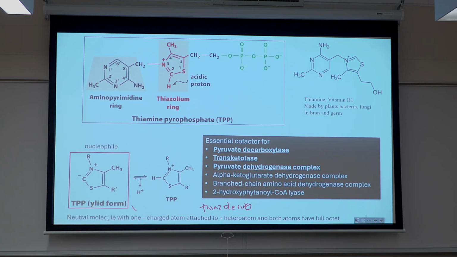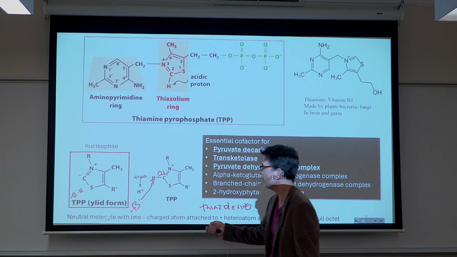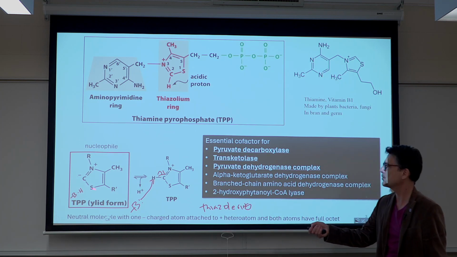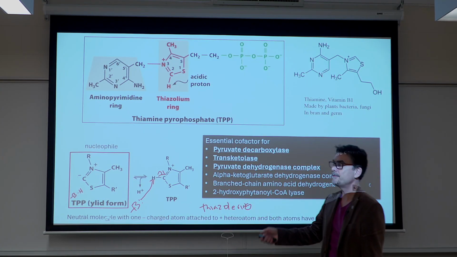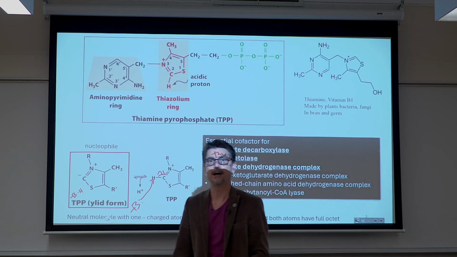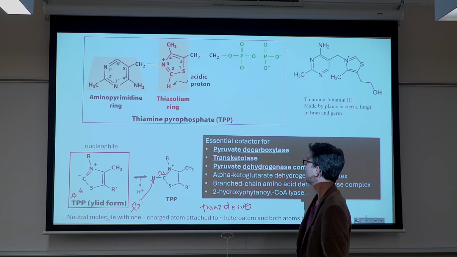And of course, we would need something to get it to the negative charge. And so a ylide molecule is a neutral molecule with one negatively charged atom attached to a positively charged heteroatom, and both of them have a full octet. So when you go ahead and count up the number of electrons, that's what you get.